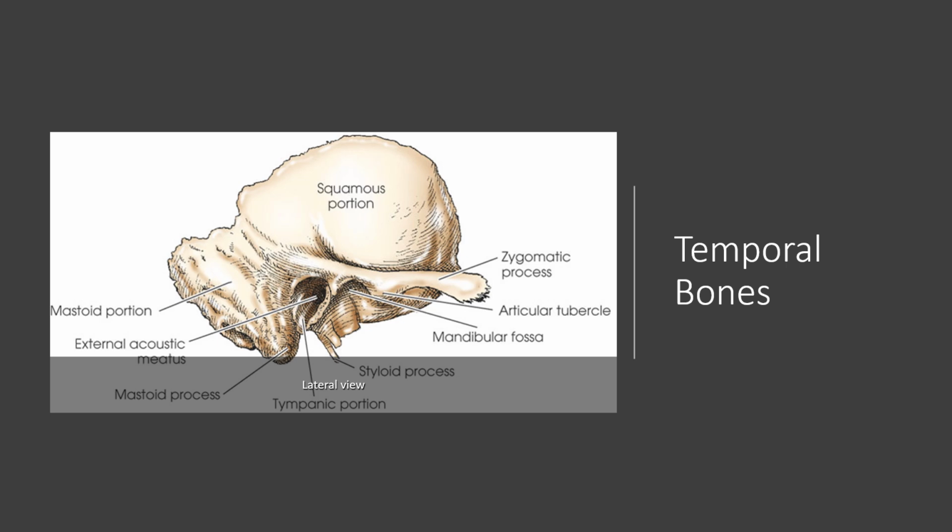So this is our side view. The squamous portion will join with the parietal bones superiorly, the occipital bone posteriorly, and the sphenoid bone anteriorly, I believe. The sphenoid bone forms a portion of the lateral aspect of the skull, the greater wing does.